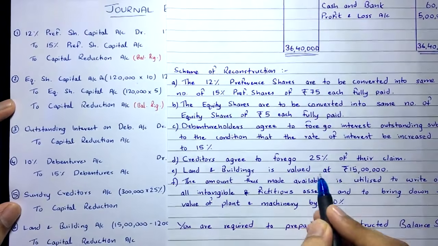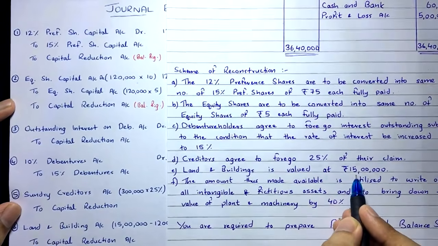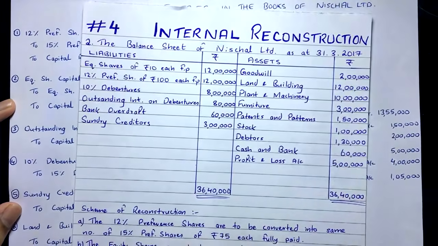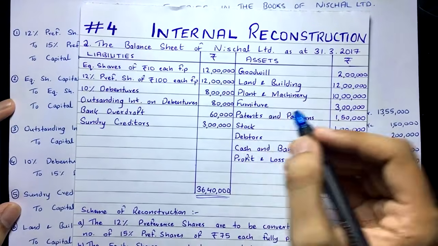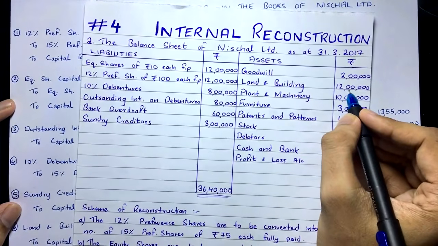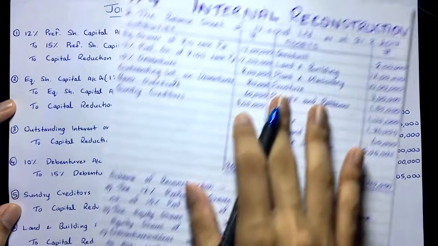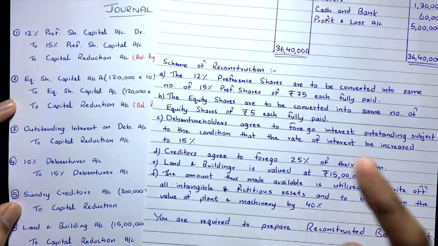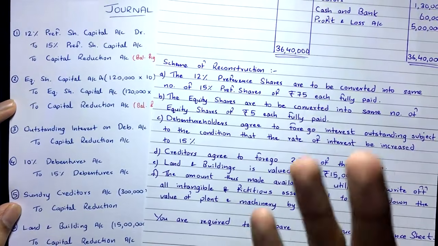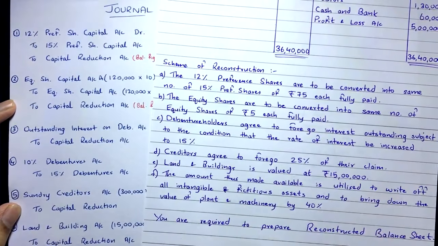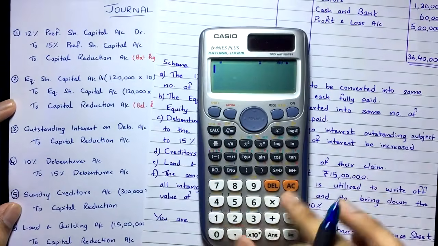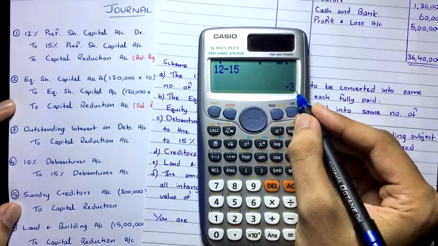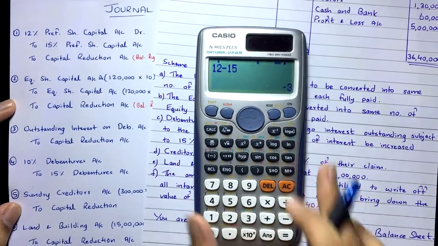Then see here, land and building. Land and building is valued at 15 lakh. Now let's see the balance sheet value, the book value. Here, if you can see, land and building is 12 lakh in the balance sheet. The book value is 12 lakh, and here what has happened, the land and building is valued at 15 lakh. The value has been increased by 3 lakh. From 12 lakh it has become 15. So we have an increase of 3 lakh.